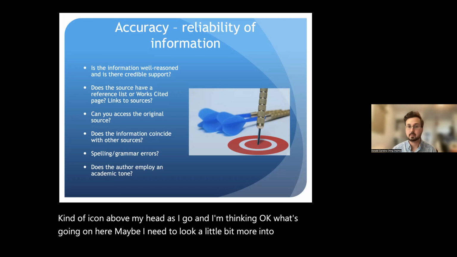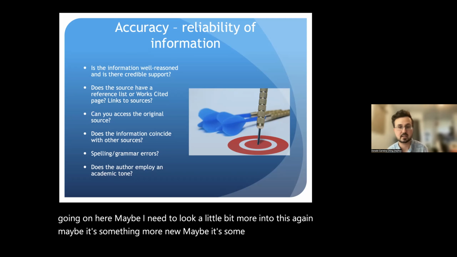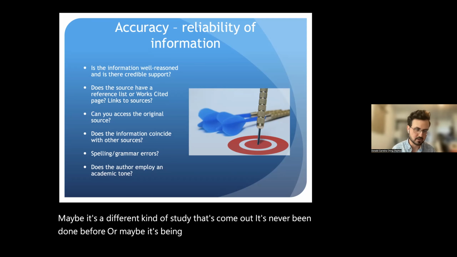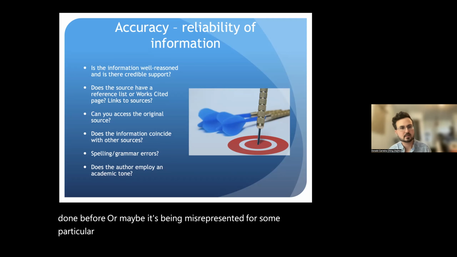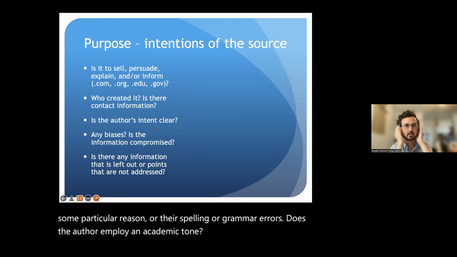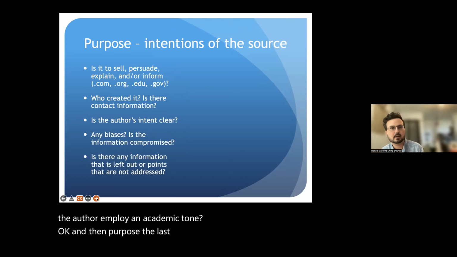Maybe it's something newer, something more recent. Maybe it's a different kind of study that's come out that's never been done before. Or maybe it's being misrepresented for some particular reason. Are there spelling or grammar errors? Does the author employ an academic tone? Okay, and then purpose, the last part. So thinking about, is it there to sell, persuade, explain, or inform?